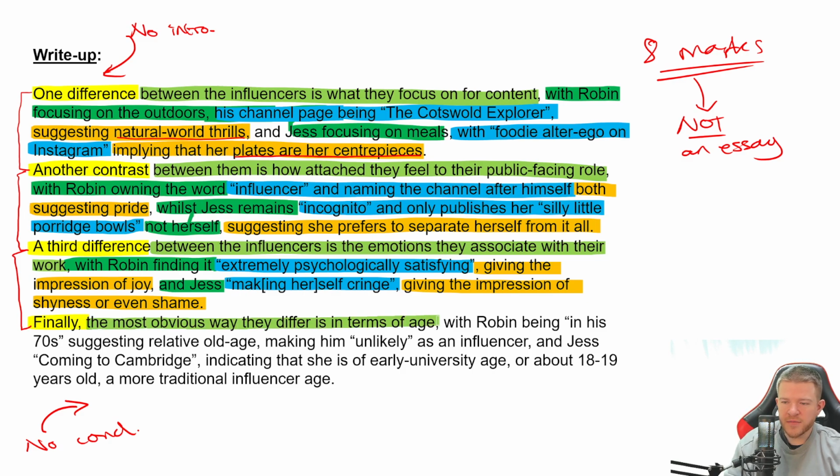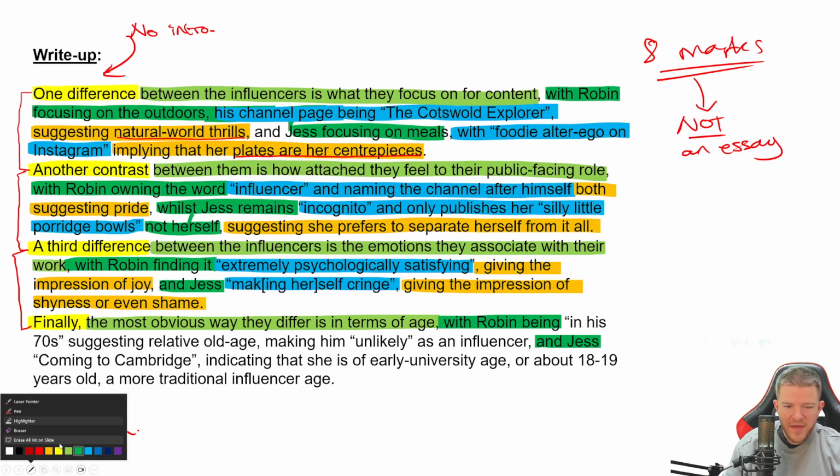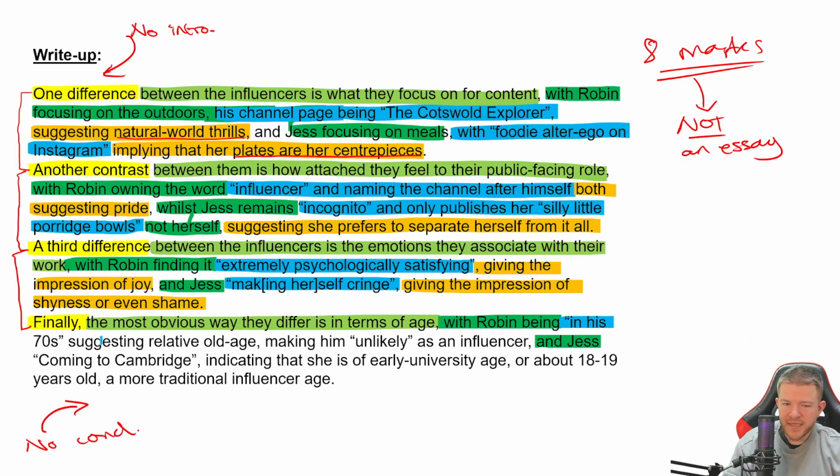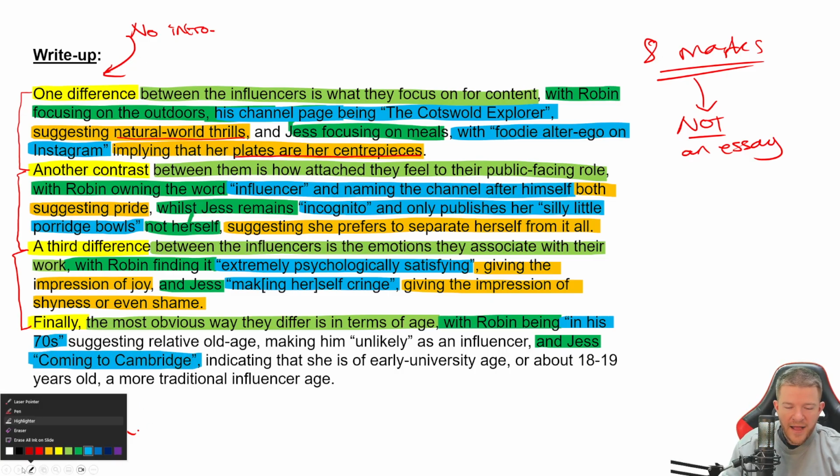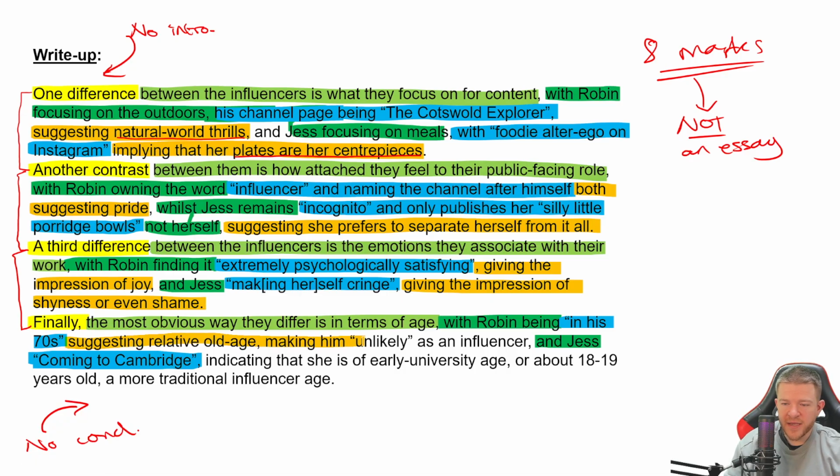The most obvious way they differ is in terms of age. Then we've got Robin and Jess, and then we've got our evidence: Robin's in his 70s, and Jess is coming to Cambridge. There's our quotes. And then we get our little bit of insight, suggesting relative old age, making him unlikely as an influencer, and coming to Cambridge, suggesting she's of early university age, or about 18 to 19 years old, a more traditional influencer age. So I've gone very slightly further in this final one, where I link a more traditional influencer age and making him an unlikely influencer.